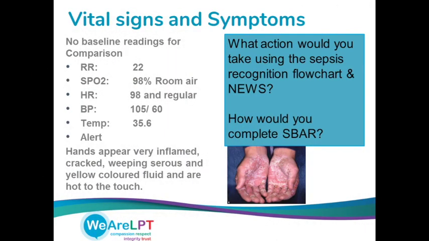Vital signs and symptoms. We have no baseline readings for Jane. Her respirations are 22, her oxygen saturations are 98 on room air, her heart rate is 98 and regular, her blood pressure is 105/60, her temperature is 35.6. She is alert. Hands appear very inflamed, cracked, weeping, serous and yellow coloured fluid, and are hot to touch. What actions would you take using the sepsis recognition flowchart and your NEWS screening tool? How would you complete your SBAR?